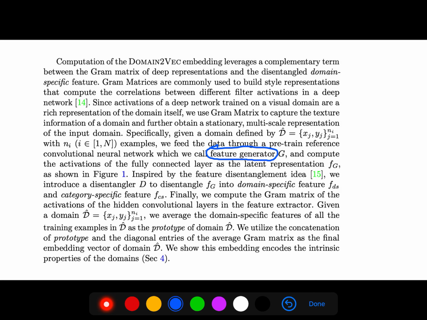Inspired by a feature disentanglement idea, we introduce a disentangler D to disentangle f sub g into domain-specific feature and category-specific feature. Finally, we compute the gram matrix of activations of hidden convolutional layers. Given a domain, we average domain-specific features of all the training examples as a prototype of domain D hat.